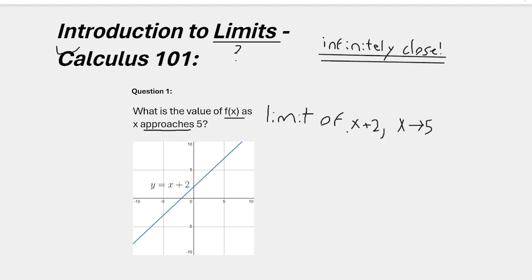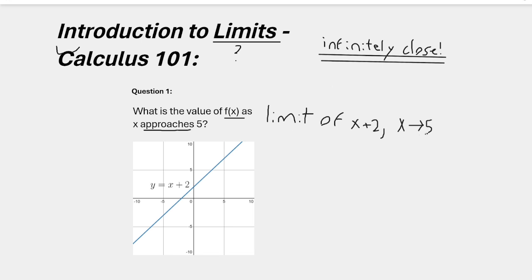Now, all we have to do is evaluate this function, x plus 2, as x becomes infinitely close to 5. That's what a limit is. So the only difference between what we're doing now and what we did previously is that this is in the context of a function. And that might seem a little daunting, but if we just break it down, it's actually pretty simple. All right, so let's get right into this.